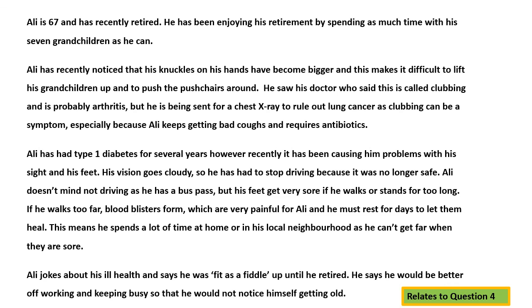Ali is 67 and has recently retired. He has been enjoying his retirement by spending as much time with his 7 grandchildren as he can. Ali has recently noticed that his knuckles on his hands have become bigger and this makes it difficult to lift his grandchildren up and to push the pushchairs around. He saw his doctor and said this is called clubbing and is probably arthritis. But he has been sent for a chest x-ray to rule out lung cancer as clubbing can be a symptom, especially because Ali keeps getting bad coughs and requires antibiotics.